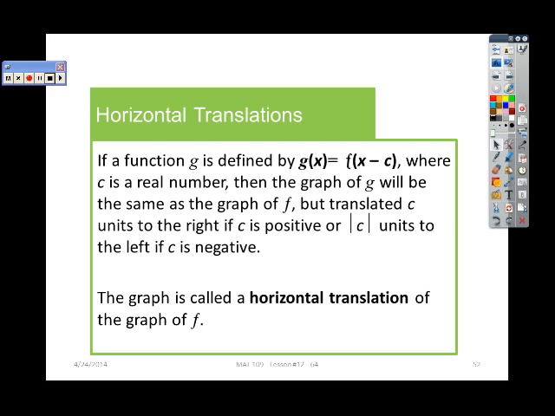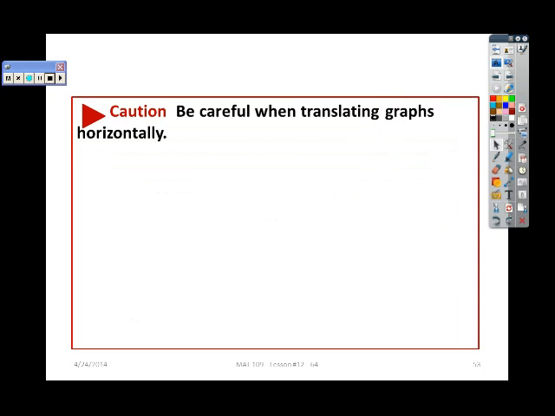That's a horizontal translation because the subtraction is inside, or the addition is inside. And watch it. If you're moving vertically, the sign makes sense. But horizontally, remember to do the opposite. Minus means to the right, plus to the left.